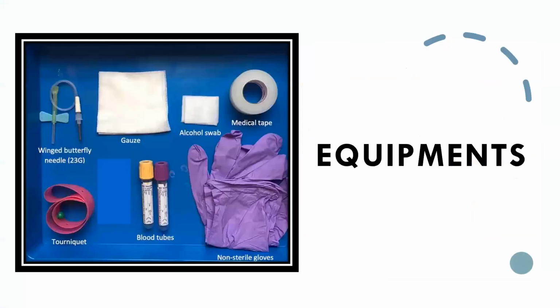Okay, so next. This is the equipment. You can use a wing butterfly needle, 23 gauge, or an open-ended needle, 22 gauge, in blue color. Why wing butterfly? Because it can provide easier access and also movement in the vein. Then we have a syringe with barrel volume depending on the collection needed and the age of the child, could be 1 to 5 mL, or for older children could be 10 mL. Then we have sterile gauze, alcohol swab, medical tape, tourniquet, and also the required blood tube and non-sterile gloves. But the tourniquet is for older children, not for neonates or infants.